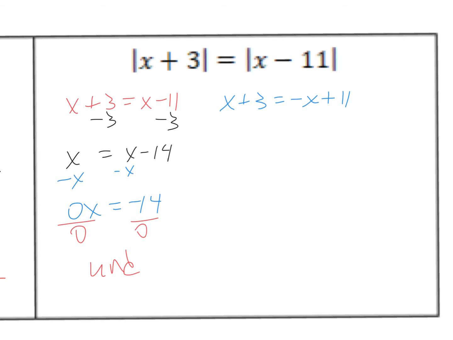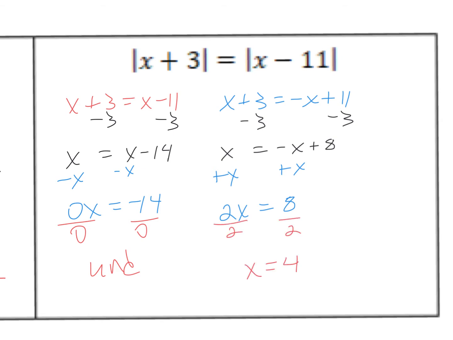Working over here on this one, I would need to subtract 3 from both sides, and my equation would be x equals negative x plus 8. Then I would add x to both sides, and I would get 2x equals 8. Then I could divide by 2 to solve for x, and x equals 4. We could check that if you wanted to: 4 plus 3 is 7, and the absolute value of 7 is 7. And over here, 4 minus 11 is negative 7, but the absolute value of negative 7 is 7. So that one checks out.